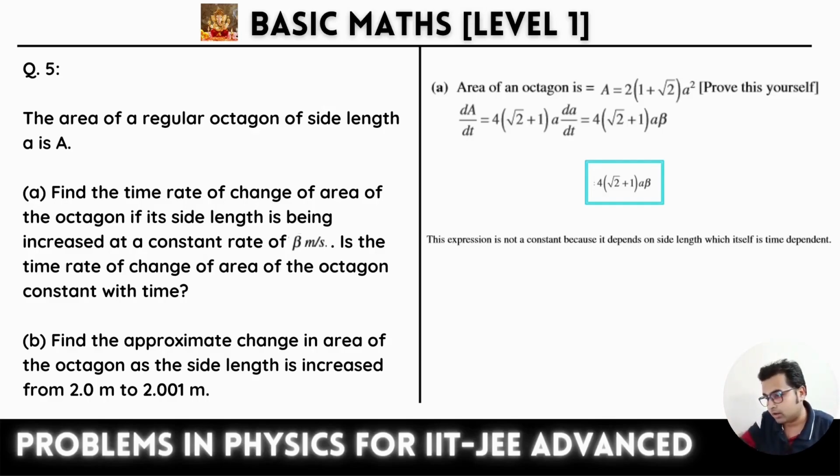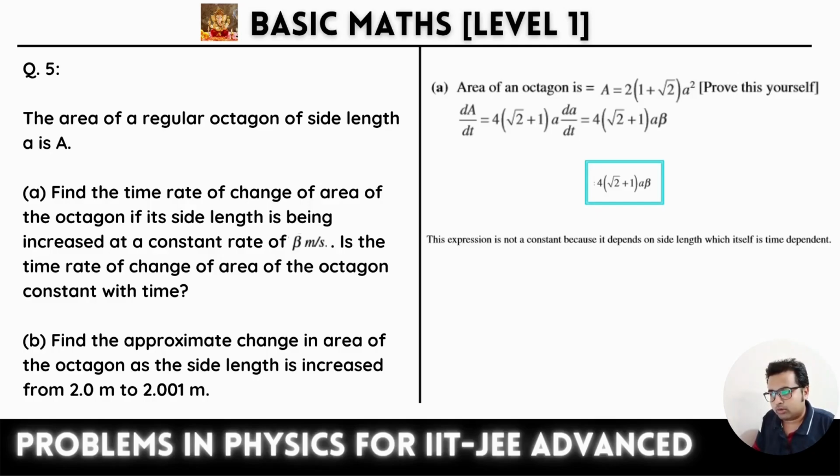Here many students make a mistake. They tick that it is constant, but it is not constant, because in the problem it is given that a is increasing. So how can it be constant? Definitely this expression is not constant because it depends on the side length, which itself is dependent on time. It is increasing with time. I hope you got the solution.